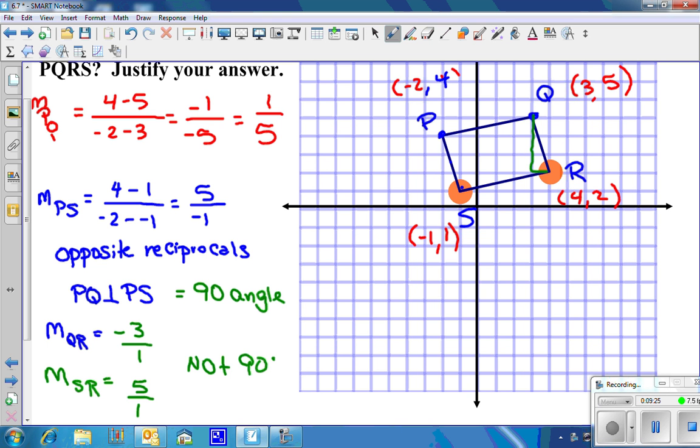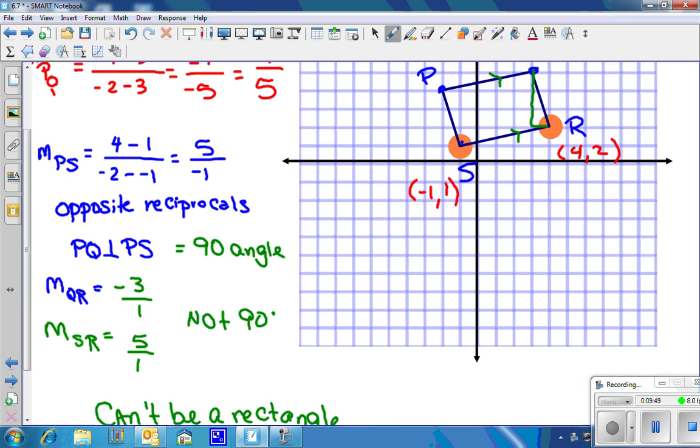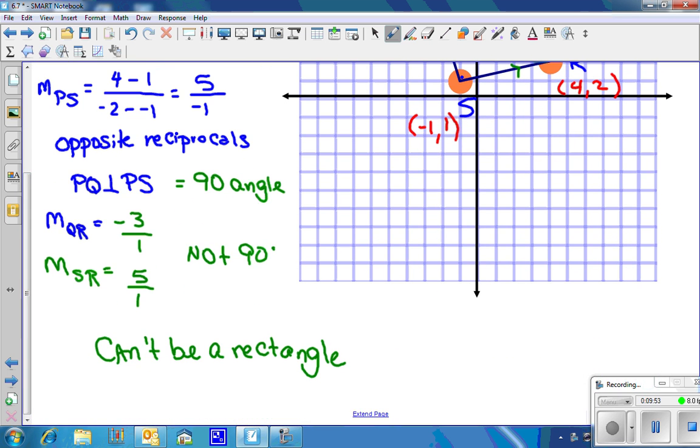Because PQ and SR have the same slope, that means they're parallel. But PS and QR don't have the same slope, so they're not parallel. Does anybody know what kind of shape this is so far? It's a trapezoid. All right, now I've got to determine if it's an isosceles trapezoid. And I'll show you how to use the distance formula doing that. I need to find the distance between P and S and Q and R. If they're the same, it's an isosceles. If it's not, it's just a plain trapezoid.